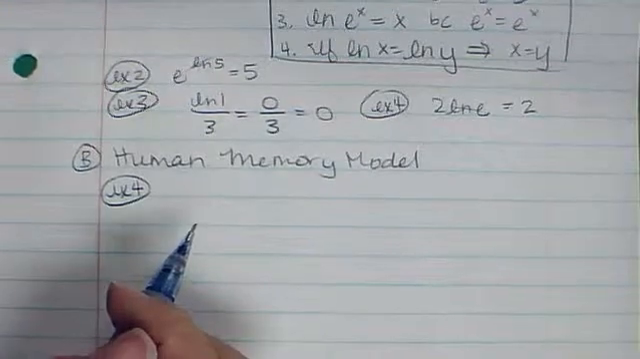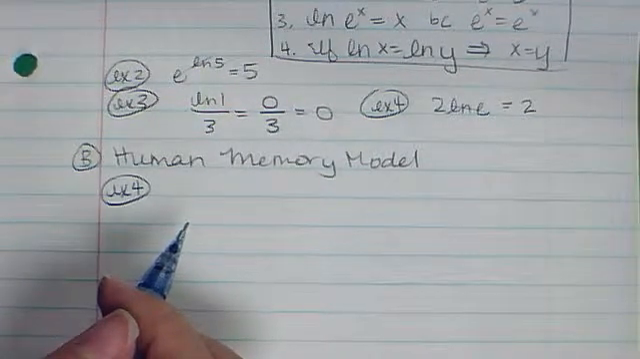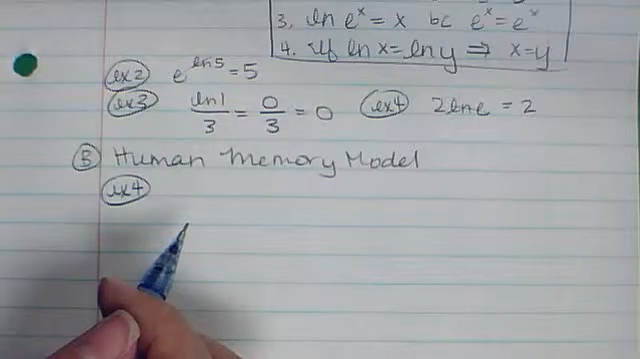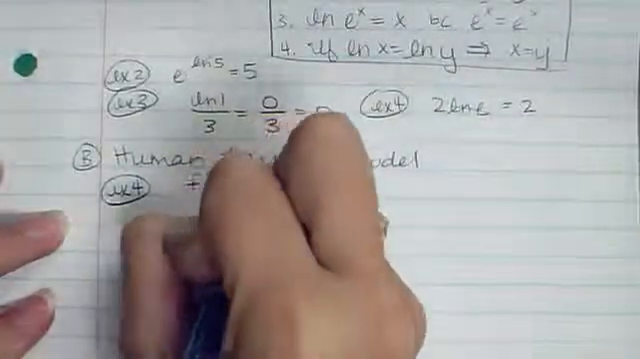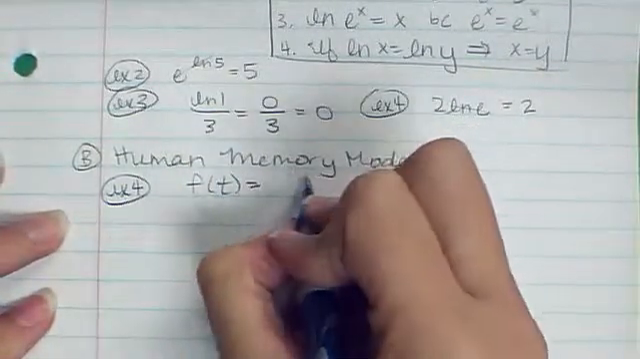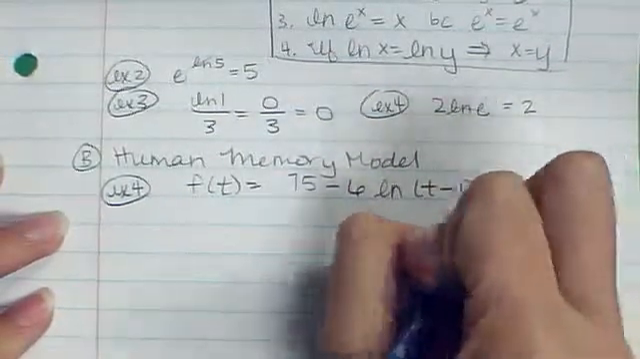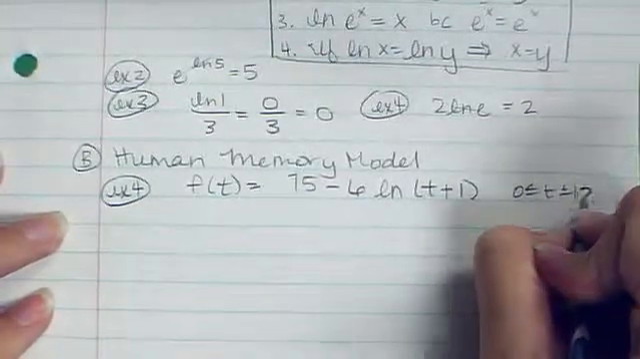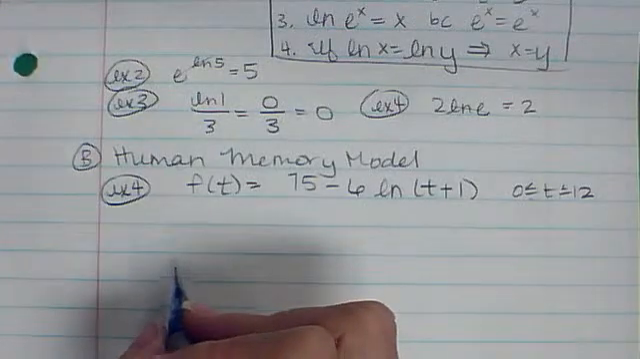So the example is that students are participating in a psychology experiment, attend several lectures on a subject, and were given an exam. Every month for a year after the exam, the students were retested to see how much material they remembered. The model for the scores is shown by this function, which is f of t, the function over time, equals 75 minus 6 natural log of t plus 1. I'm sorry, that should be plus 1. Between 0 and 12 months, so time is 0 to 12. Where the time is t in months.